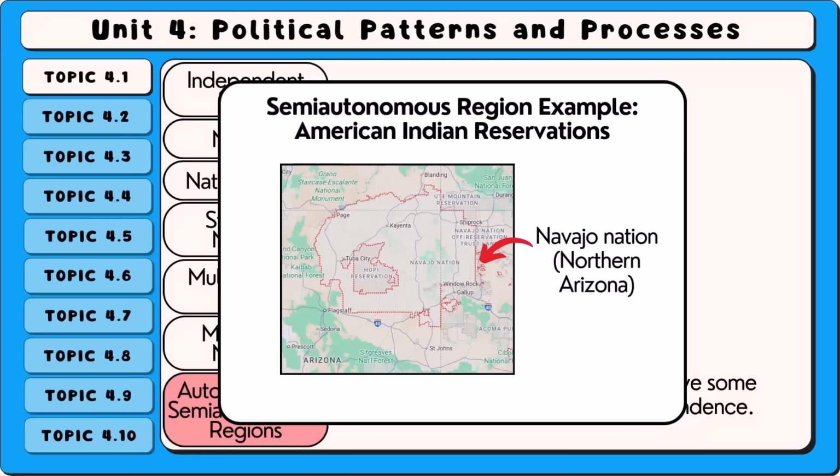The semi-autonomous example of American Indian reservations is specifically named in the AP Human Geography curriculum, so don't be surprised if it appears in the multiple choice questions in the exam.